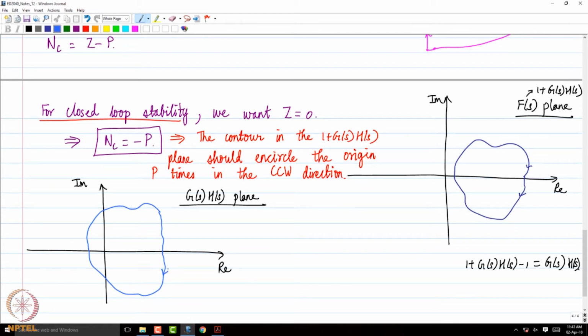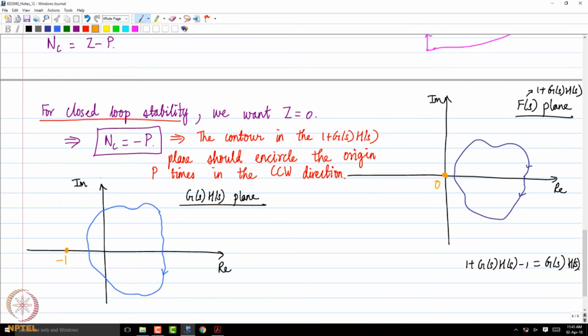Now where is the origin shifted? Let us say this is my origin, which is the critical point as far as the mapping theorem is concerned. What is this critical point shifted to? The origin of the 1 plus G(s)H(s) plane is shifted to... you are subtracting 1, right? What is 0 minus 1? Minus 1, right? So it is shifted to minus 1 in the G(s)H(s) plane.